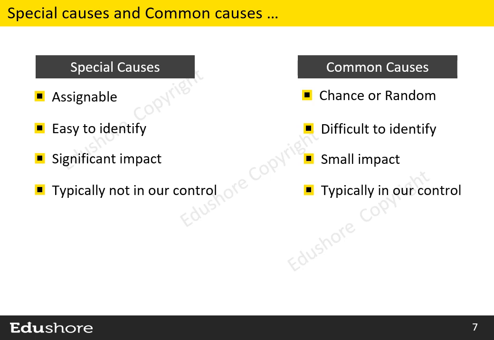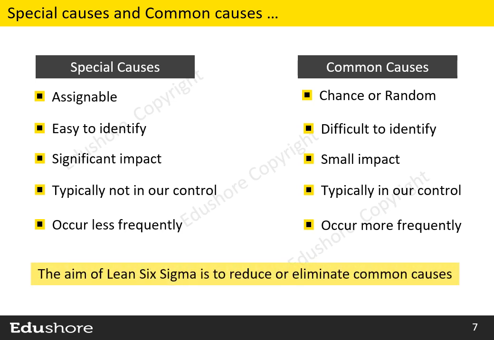Special causes occur less frequently. In other words, they are sporadic, whereas the common causes occur more frequently. In other words, there will be more common causes than special causes for a Project Y. So, the collective impact of common causes would be significant. Please note, the aim of Lean Six Sigma is to reduce or eliminate common causes because they are in our control.